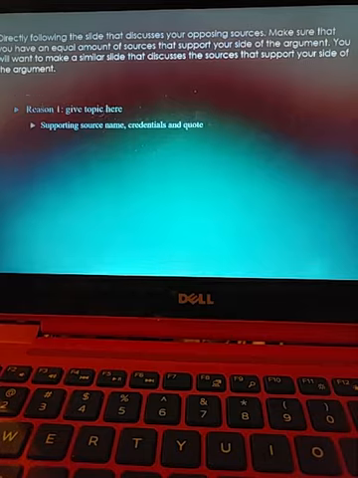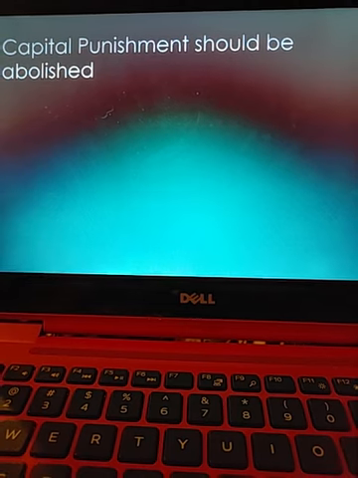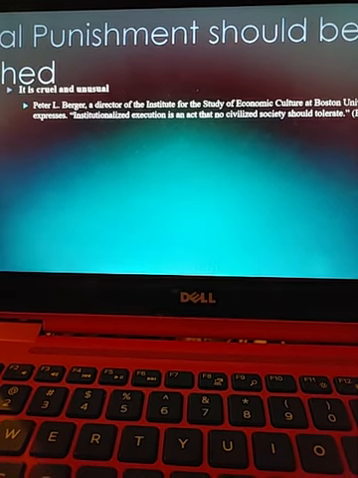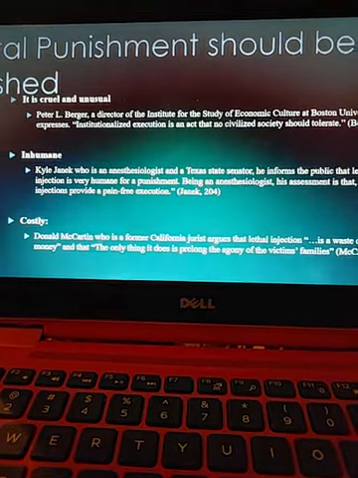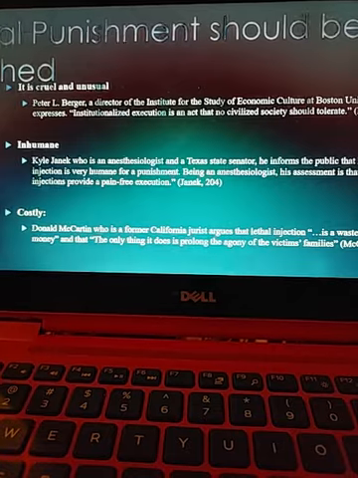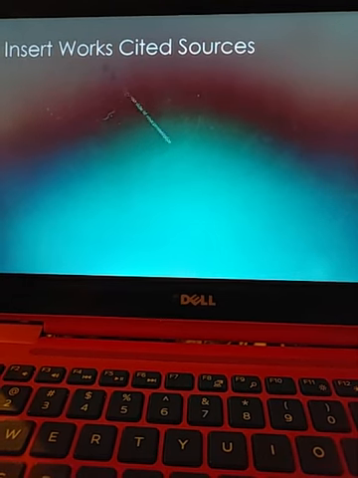But understand that if you put your opposing sources first, you need to put your supporting sources second. Okay, both sides have to be on here. And I still have my 3 reasons, but now these are just supporting sources. Okay. Now you can use either format number 1 or 2 if you want. I prefer the first one that I showed you. All right. Then next you're going to insert your works cited.